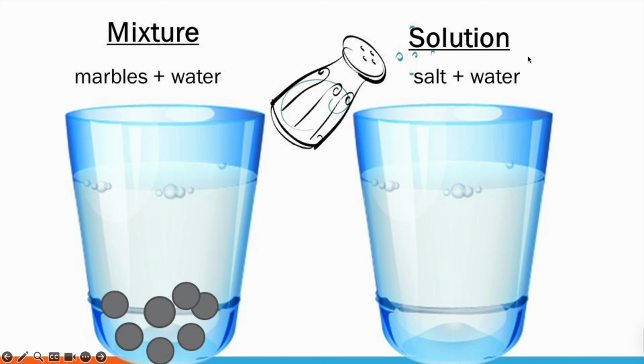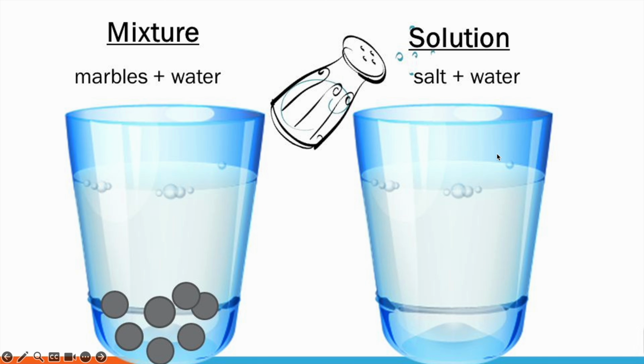A solution is where you have one thing dissolving inside another thing. The technical term, if you're taking notes, is going to be solute and solvent. Okay? Solute and solvent. Your solute is the salt. It's going to dissolve in the other thing. This is the medium. This is the solvent. Okay? So the solute is the salt. The water is the solvent.